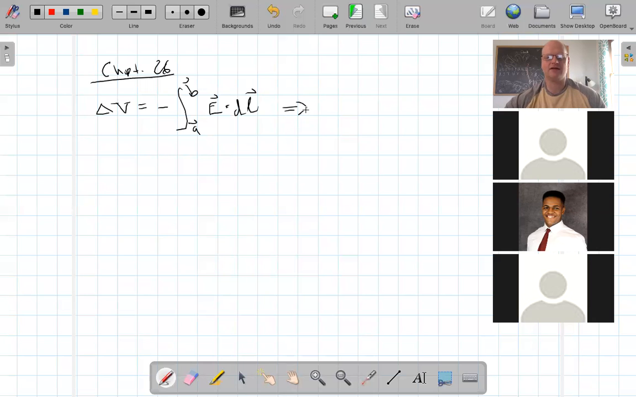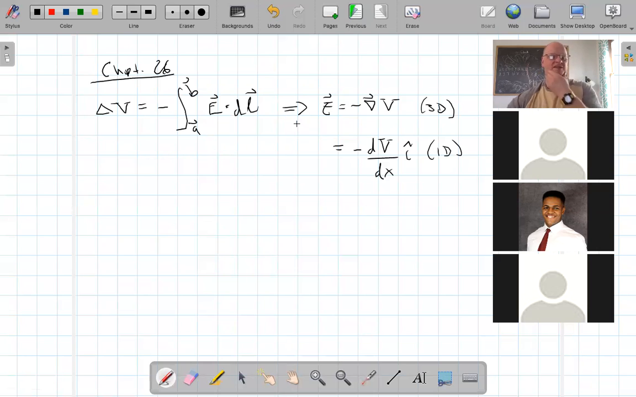And from here, this tells me that the electric field is equal to minus the gradient of the potential. So this is in 3D. Or if I'm looking at 1D, this is simply minus the derivative of the potential in some direction, let's say the x direction, in the i hat direction. So this would be in 1D, specifically in the x direction.